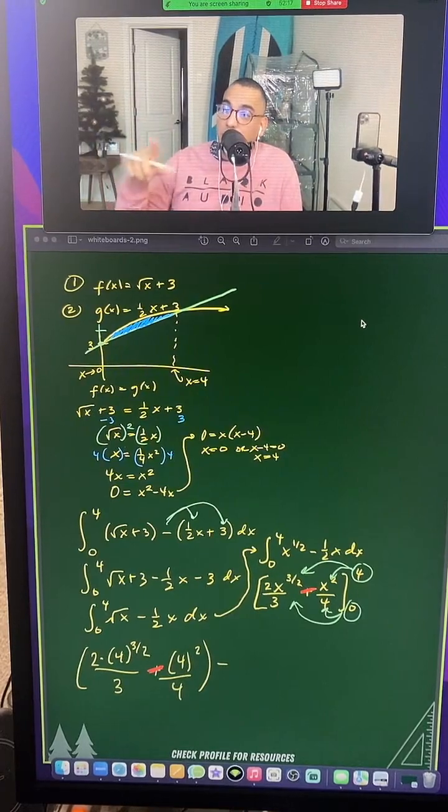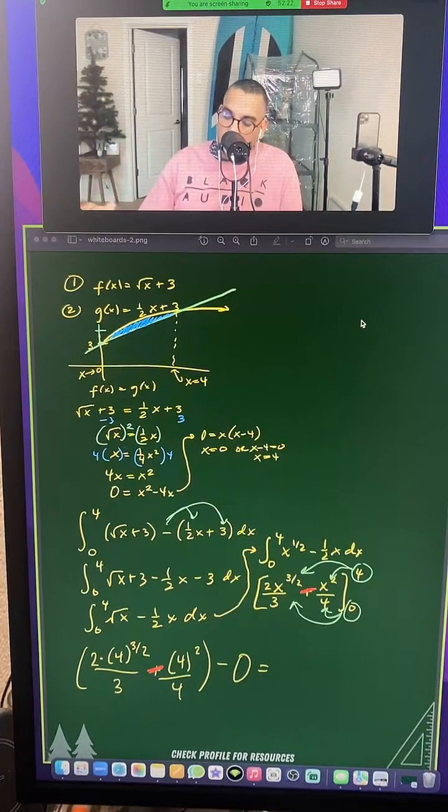Okay, I think I fixed it. So I'm going to continue. When I plugged in that 0, it's just going to be a fat 0. And now I'm going to simplify this, okay?